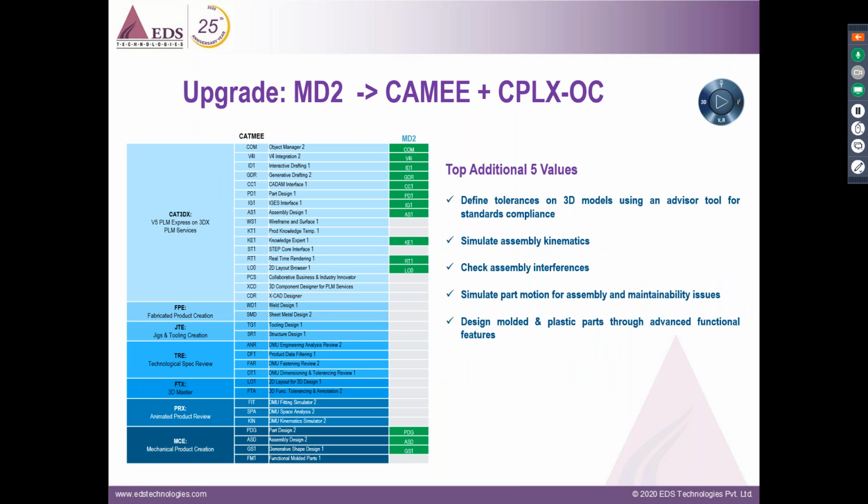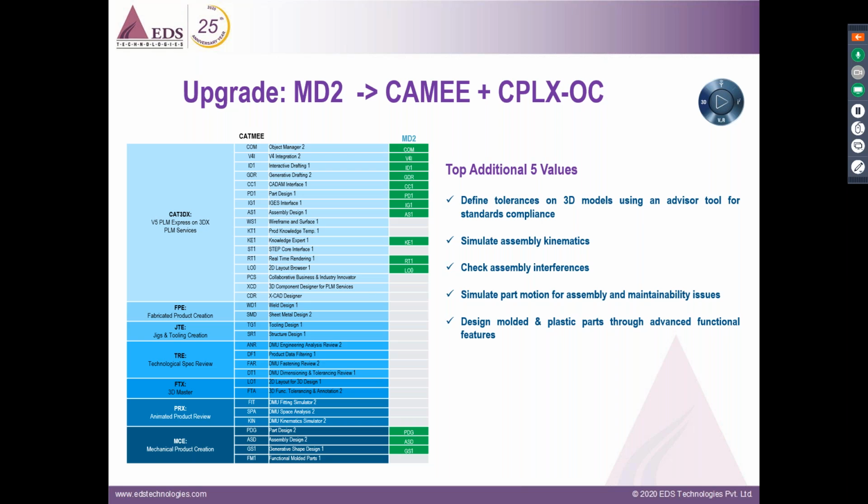Most of us in the industry have Mechanical Design 2 as a license. This can be transformed into the CATIA Mechanical Engineering Excellence package. And we have already given this particular package to many of our customers across the country, and they have benefited extremely in terms of usage as well as the digital transformation.